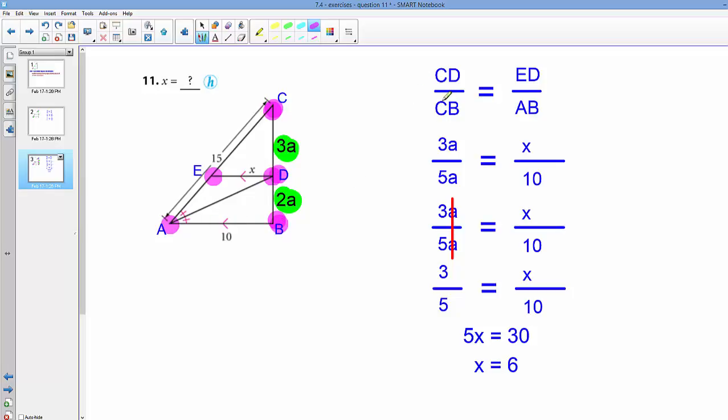When I plug in the values, we have 3A to 5A, and X to 10. The A's will simplify. We now have this proportion. If you cross multiply, you can solve and get X equal to 6.